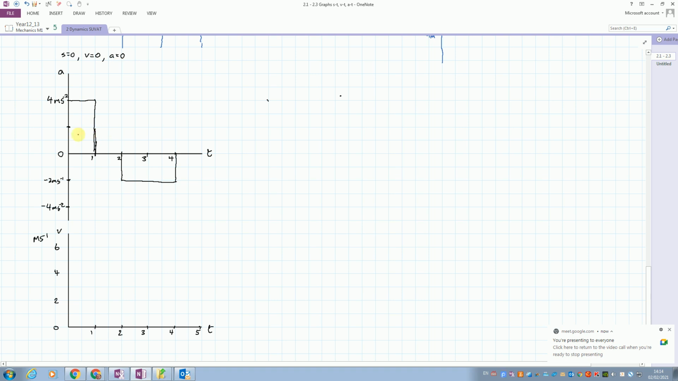So I'd like you to draw the velocity time graph, and then using the velocity time graph, calculate the limits and try and draw the displacement graph for this. The displacement graph is actually also going to be a distance graph. So pause the video now, have a go at it.